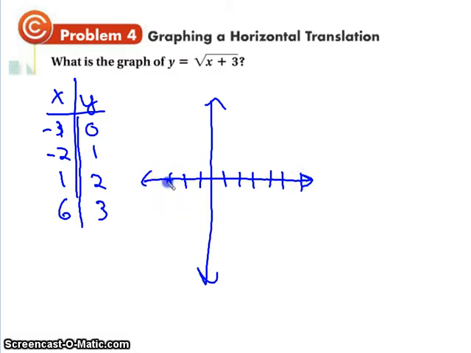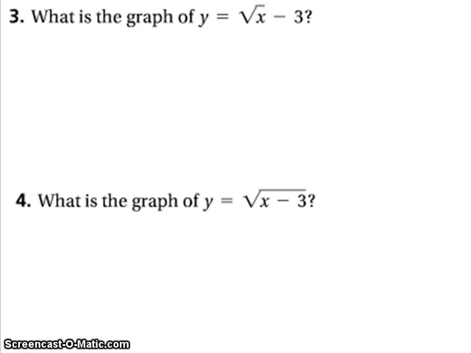So -3, 0; -2, 1; 1, 2; and 6, 3. So you notice that it's the same graph, except now we've just shifted it left. So with a +3, we're going to shift it left. If it were a minus, we would shift it right. All right? And then it is possible to do all of those. Not quite what it's here, but you can graph those too.